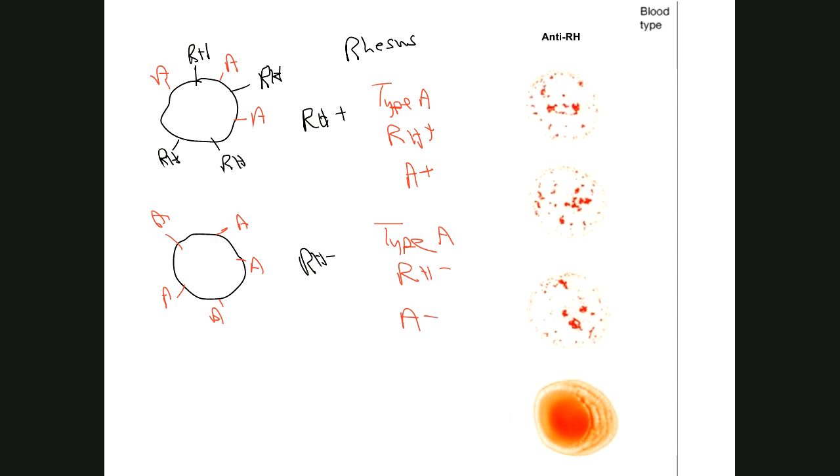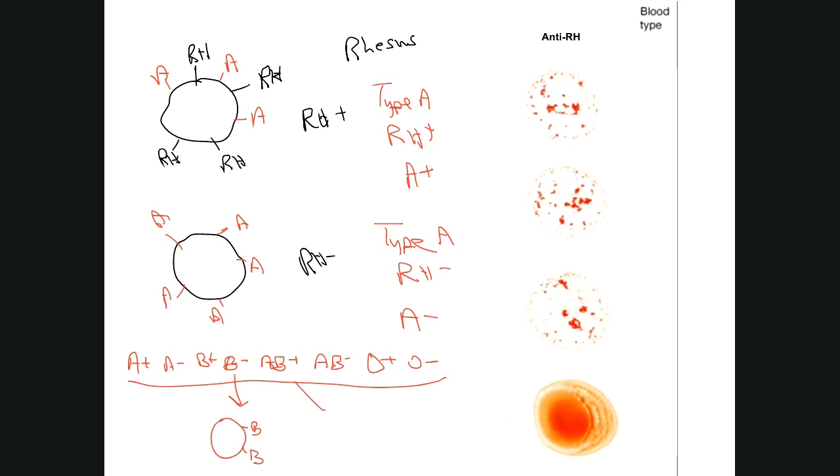And so we can have A positive, A negative, B positive, B negative, AB positive, AB negative, O positive, and O negative. So everybody see how I got all those different blood types? If I pick that person, their blood cells would have B on it, but no RHs. But if I pick this person, they would have both A's and B's and RHs. Does it make sense to everyone?